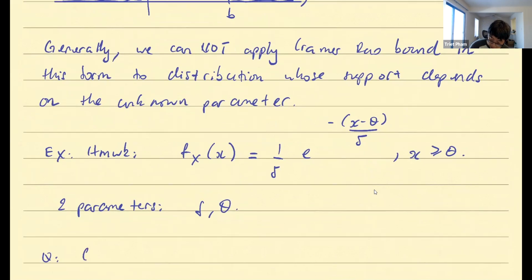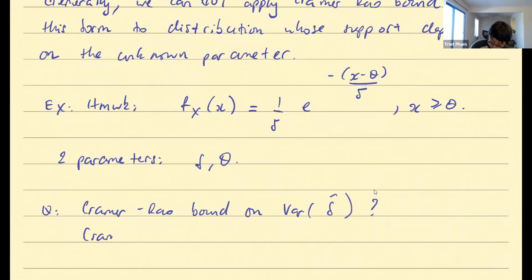So the question: can you have a Cramer-Rao bound on the variance of delta hat? And can you have a Cramer-Rao bound on the variance of theta hat? What do you think? Excellent, Christine. That's exactly right. Yes on the delta and no on the theta. Does everyone see why?